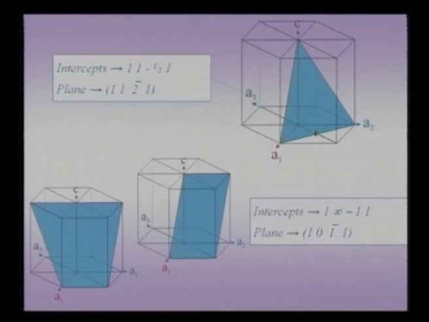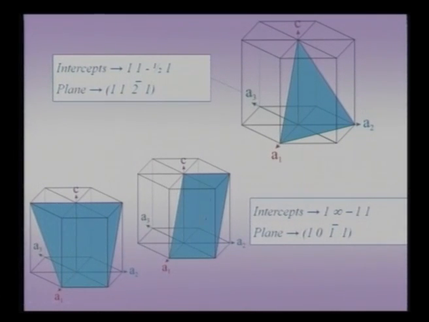So, let me switch to my highlighter. Okay. Now, my intercepts are 1, 1 along A1 and A2, 1 along the C direction, and the redundant intercept is here, which is minus half. So, I can write down the Miller indices of this plane as 1 1 2 bar 1.